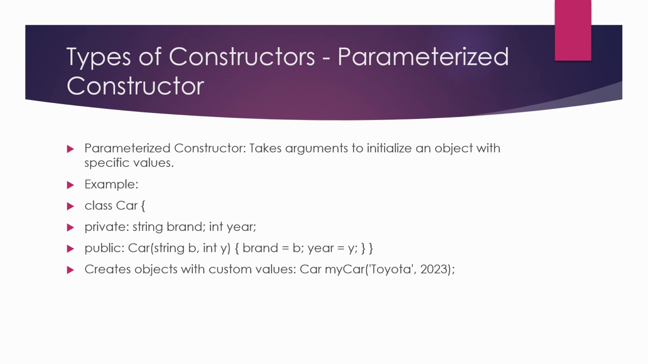Next, we have the parameterized constructor. Unlike the default constructor, this one accepts parameters to initialize the object with specific values. For example, you might create a car object with a specific brand and year, like Toyota and 2023, by passing these values as arguments when creating the object.